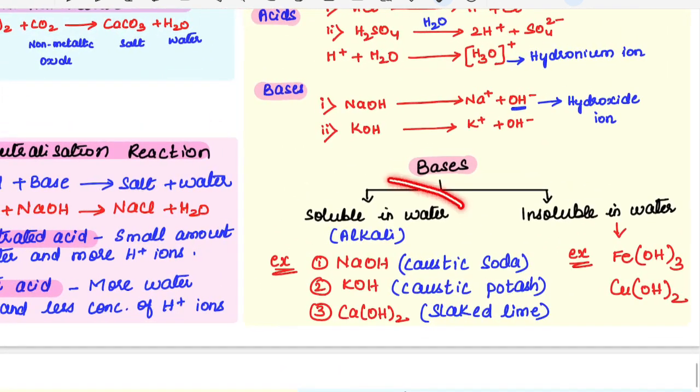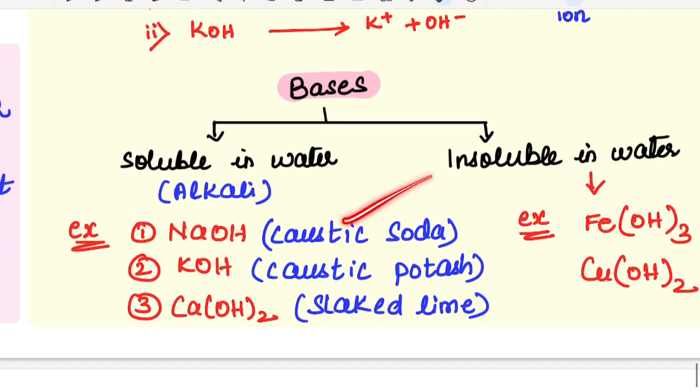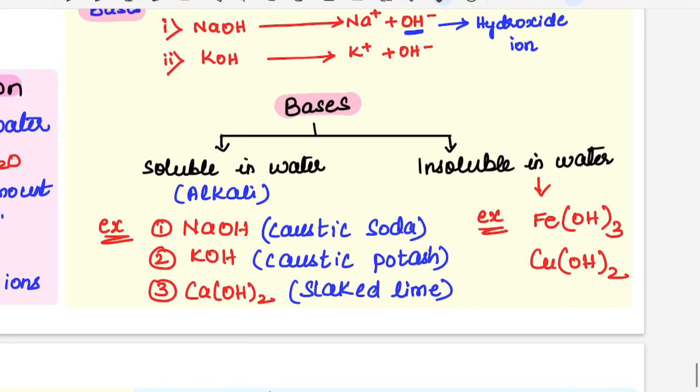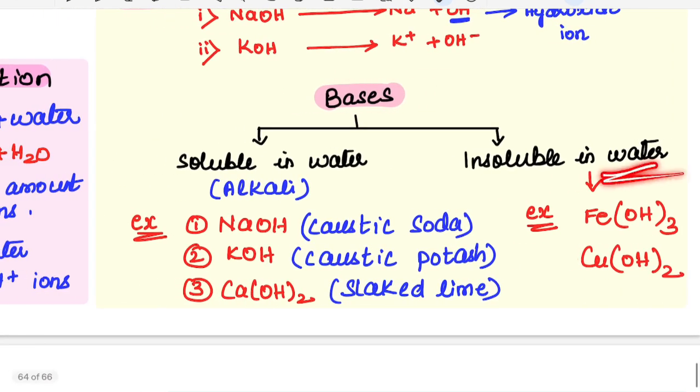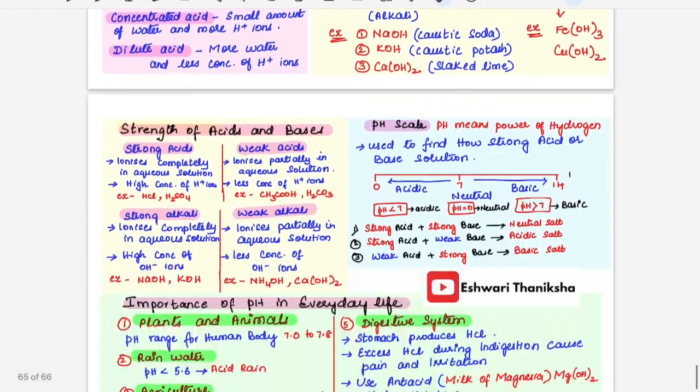Next, if a base is soluble in water, it is called an alkali. Examples: sodium hydroxide, potassium hydroxide, calcium hydroxide. Remember the names as well: caustic soda, caustic potash, slaked lime. If bases are insoluble in water, for that you have to remember the examples Fe(OH)3 and Cu(OH)2. These two are insoluble in water.